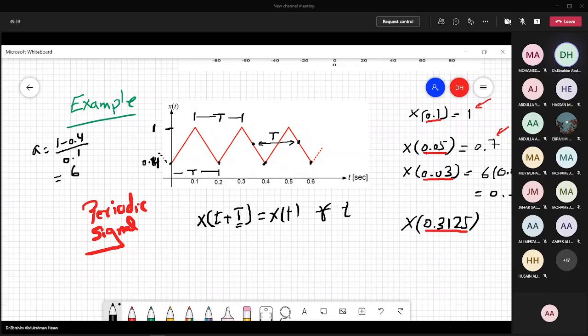Is this true for anything we say about continuous? It applies to discrete too. Okay, unless we say no, for discrete we have to do this. In general, x of n plus N capital, which is the period for discrete, equals x of n for all n. If N exists, same as T exists, then we call it a periodic signal.